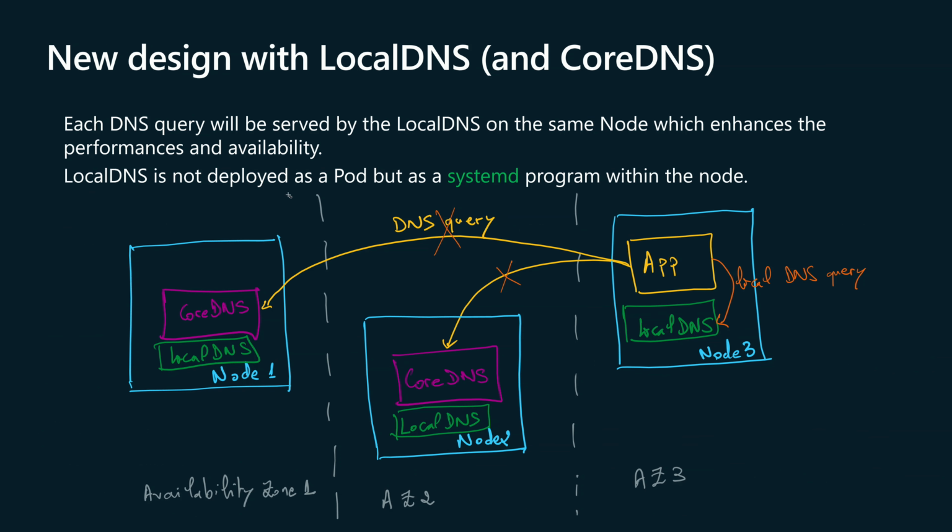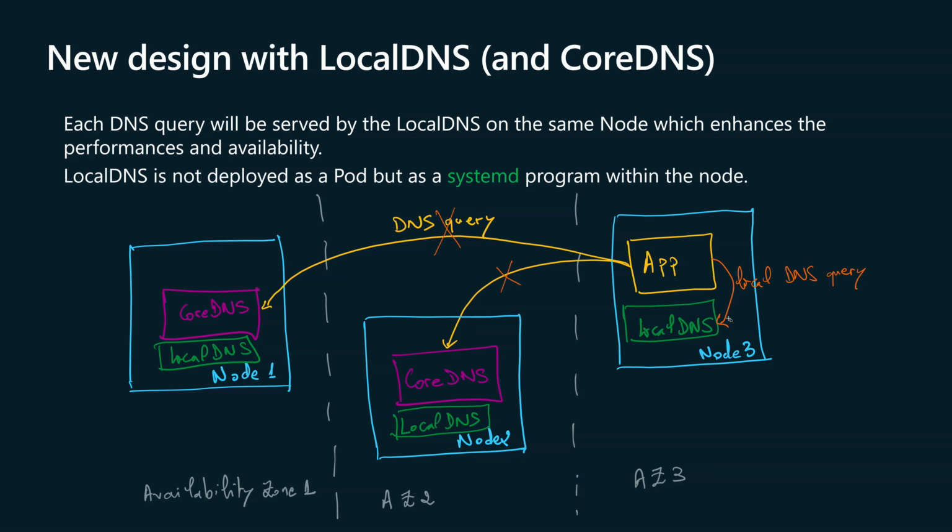So at the base, we'll still have CoreDNS installed as it is today, but we'll add another DNS server at the node level. On each node, we'll install a local DNS like you see on the schema right here, so that each DNS query will be served by the local DNS on the same node. This means that this app right here does not need anymore to go to the other instances of CoreDNS that might live in another availability zone. It will use the already available DNS server within its own node. So the traffic here is much faster in terms of performance.